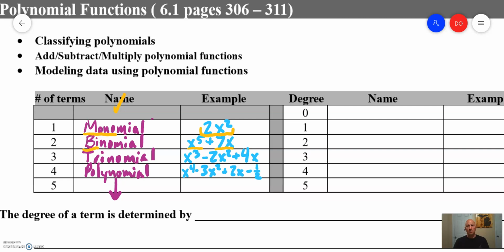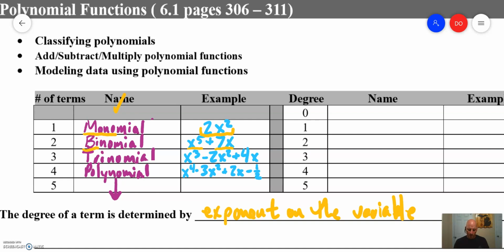So that's one batch of words we're going to use to classify polynomials. We're also going to classify them based off of their degree. So here's what I mean based off of their degree. The degree of a monomial, or any one term, can be found by looking at the exponent on the variable. So certain degrees that we've seen already, we've seen a degree of 1.